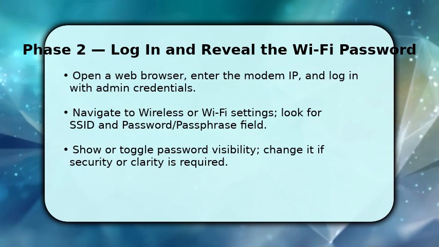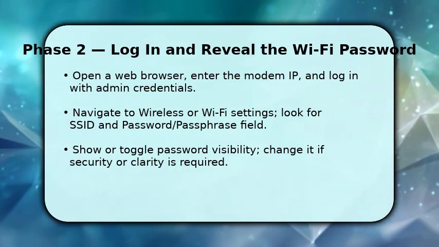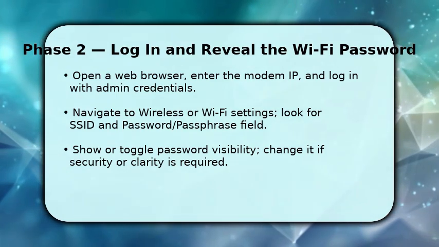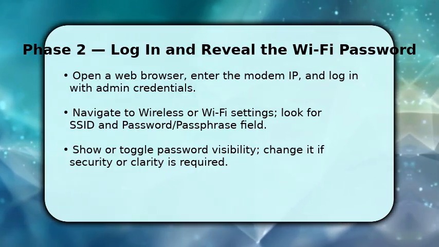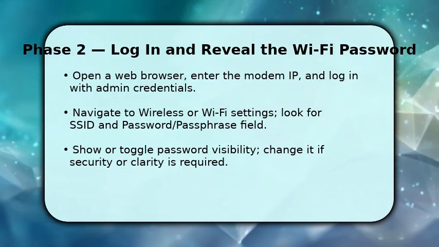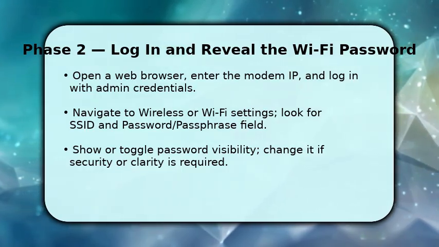Once you're logged in, go straight to the wireless or Wi-Fi settings page. That's where the SSID and the wireless passphrase live. You may see a hidden password field. Click the eye icon or show toggle to reveal it, because you need the exact characters.